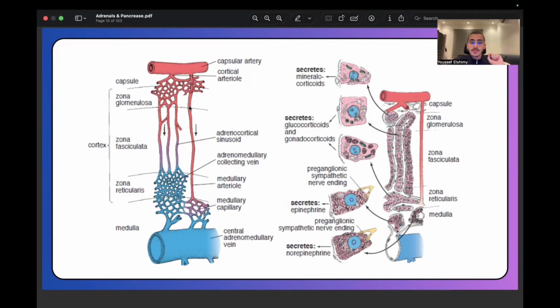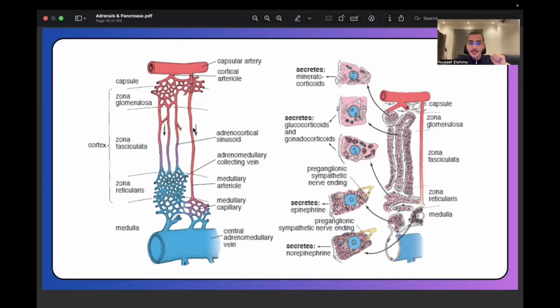But for the medulla, you have the capsular artery that then branches into the medullary arteriole. And this medullary arteriole does not branch. It keeps moving in a straight line until it reaches the medulla, and then it forms the medullary capillary, and this then drains into the central medullary vein. Okay? What I want you to notice is that the medullary area receives two blood supplies. The first blood supply comes from the cortex, and the second blood supply comes from the capsular artery itself. Okay? Why is that significant?